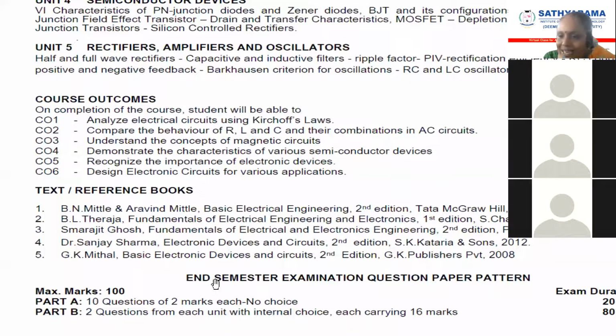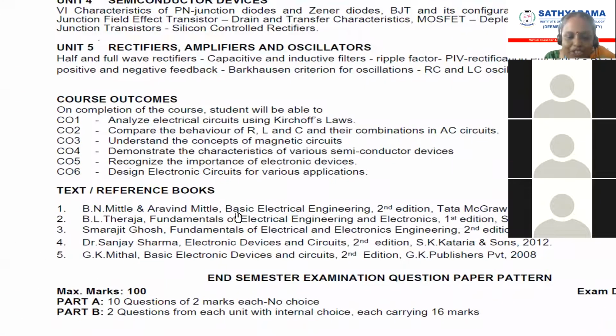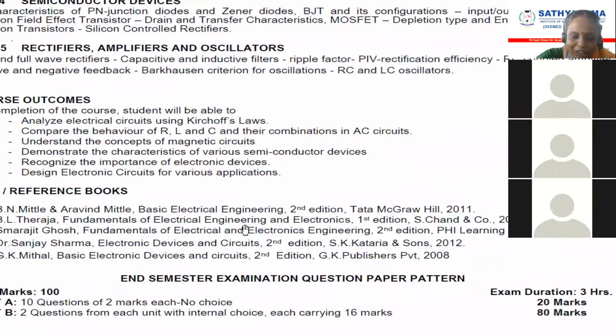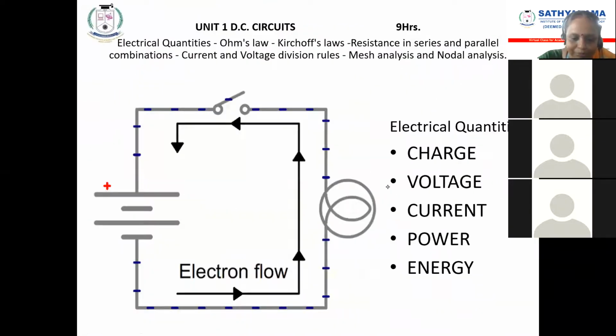Okay, and this is the end semester pattern. We have Part A and Part B. Part A always carries 2 marks, and Part B always carries 16 marks. So we have 10 questions. How many units are there? 5 units. So from each unit they will ask 2 marks questions. So 5 into 2, 10 questions. What are the marks? 10 into 2 marks.